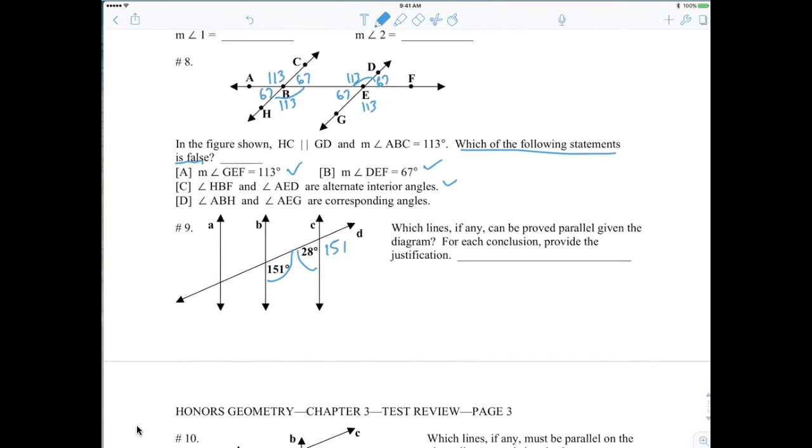ABH and AEG. Those are corresponding. So all of them are true. You're correct. All of them are true. Go ahead. Let's look at 20.